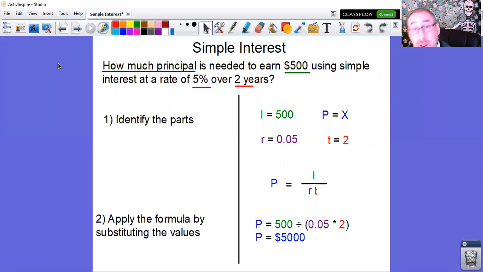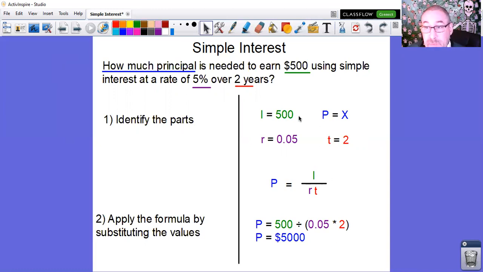If we want to earn $500 in 2 years in this situation, how much money do we need to put in the bank? So we're going to use our interest formula, but we're going to manipulate it for P. So principal is equal to interest divided by rate times time. We substitute our values. So $500 divided by 0.05 times 2, and we'll end up with $5,000. So to make that $500 in 2 years at 5% interest, you've got to put $5,000 in the bank.